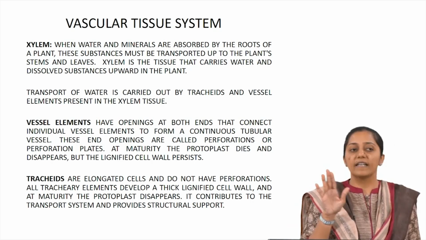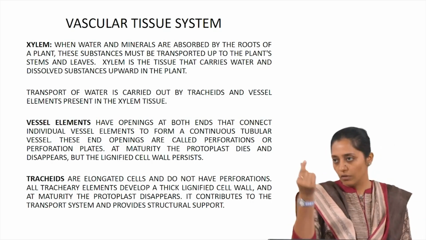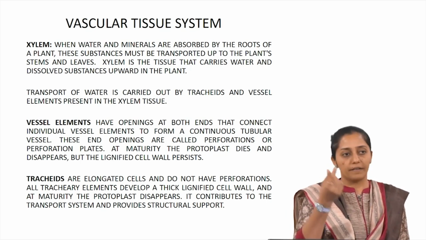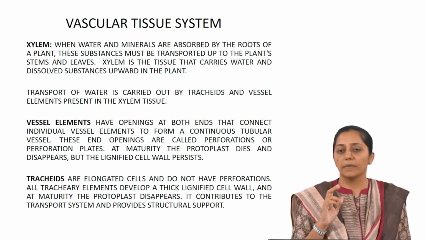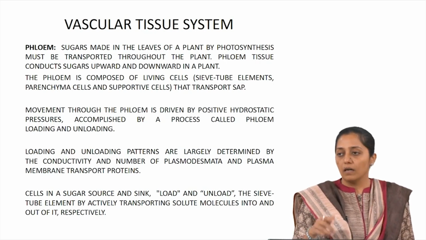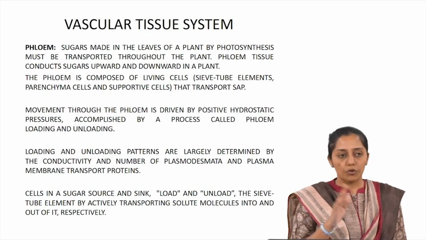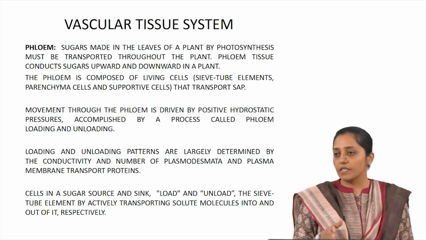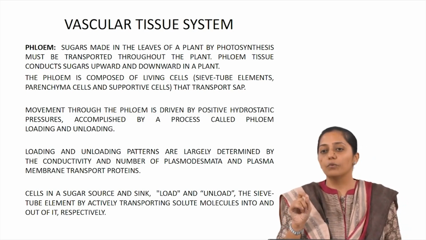Again, these are dead cells upon maturity, so they become empty chambers and therefore they have stronger secondary walls, similar to vessel elements. So then talking about phloem, its purpose is to transport sugar to different parts of the plants. The type of cells which are responsible are called sieve tube elements.